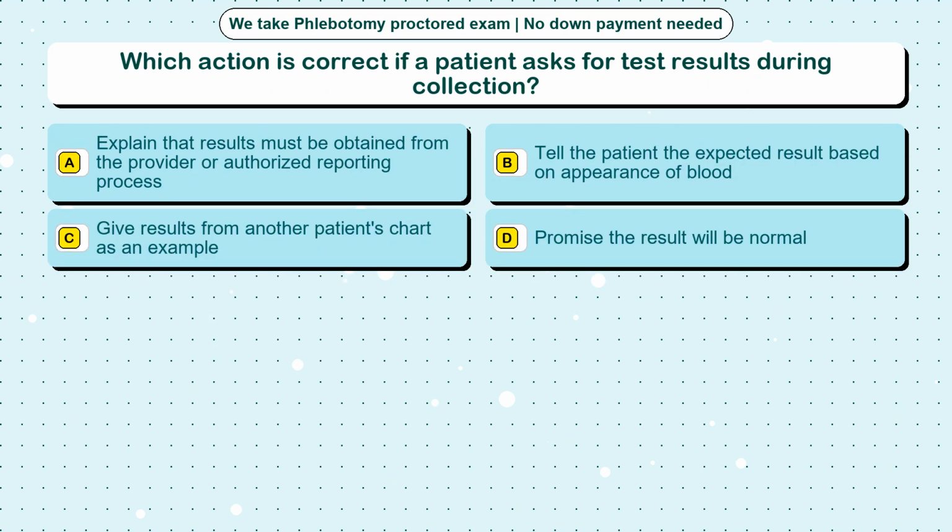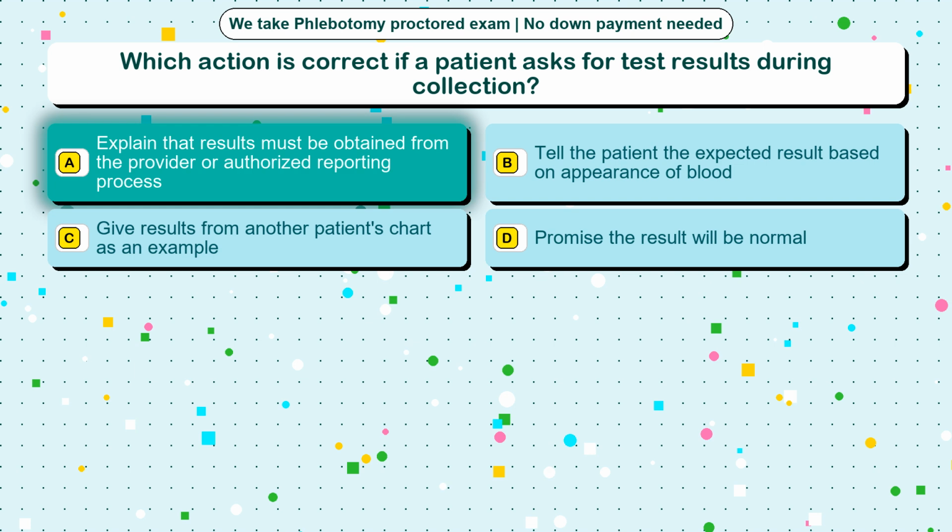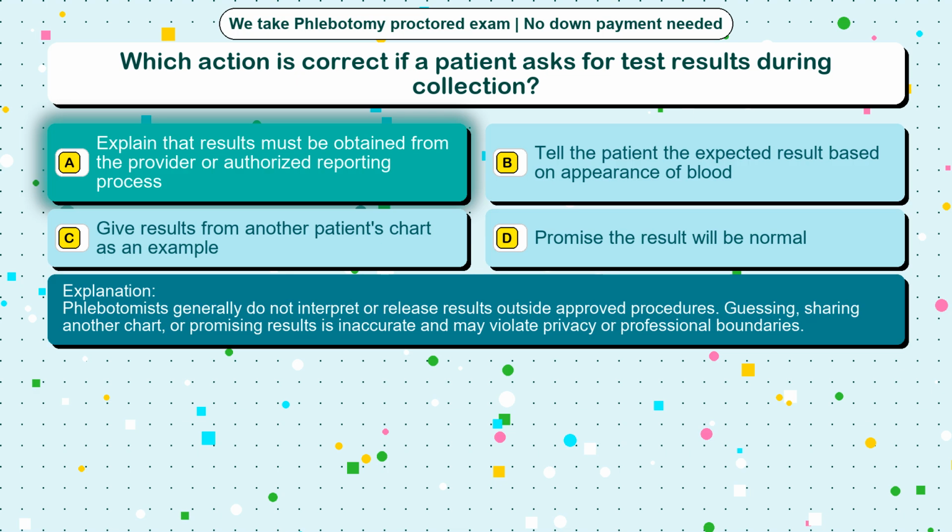Question 44. Which action is correct if a patient asks for test results during collection? Option A, explain that results must be obtained from the provider or authorized reporting process. Option B, tell the patient the expected result based on appearance of blood. Option C, give results from another patient's chart as an example. Option D, promise the result will be normal. The correct answer is option A, explain that results must be obtained from the provider or authorized reporting process. Phlebotomists generally do not interpret or release results outside approved procedures. Guessing, sharing another chart, or promising results is inaccurate and may violate privacy or professional boundaries.